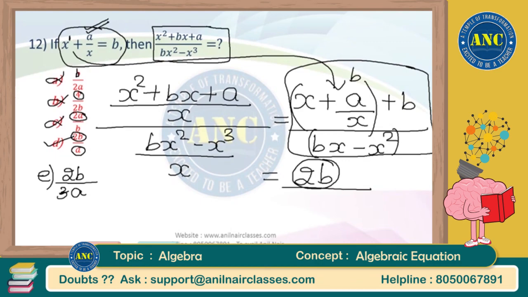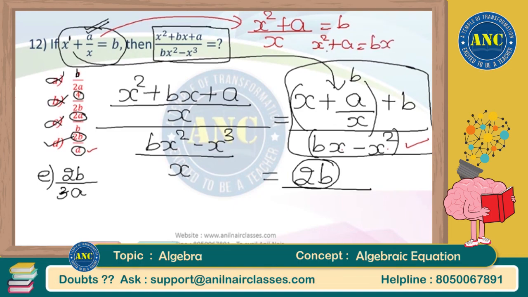As simple as that. Now just for my explanation once again, because I need to explain, I am doing it, sir. Otherwise, there is no need. bx minus x square, I should get it as a, right? Take this and simplify further. So, LCM is x square plus a is equal to bx. Shift this x square to the right hand side. bx minus x square happens to be a itself.